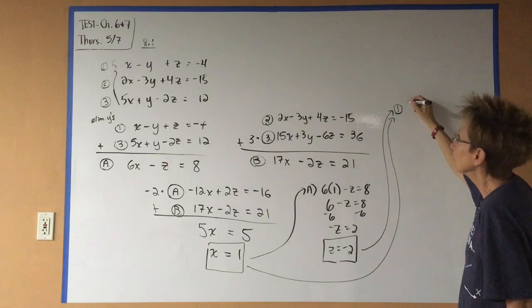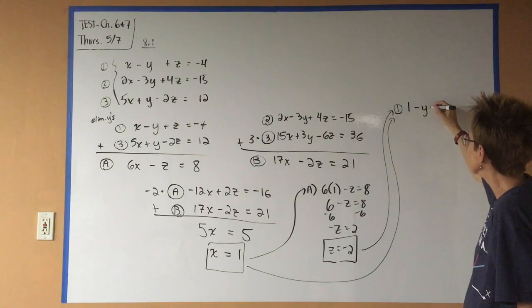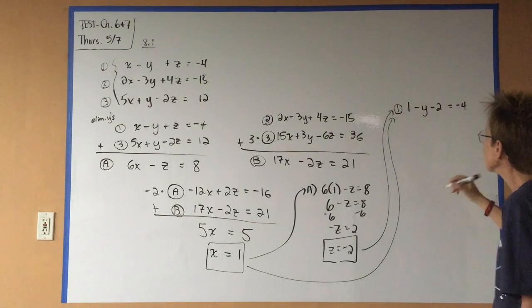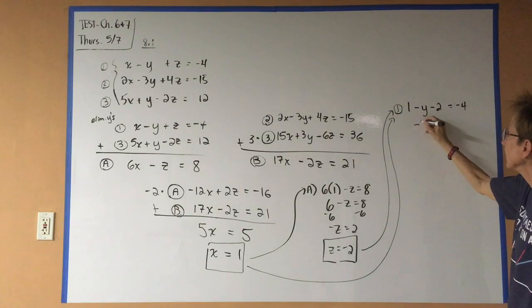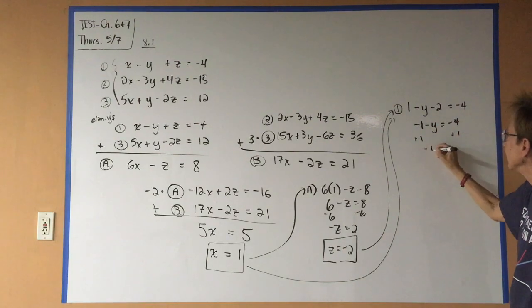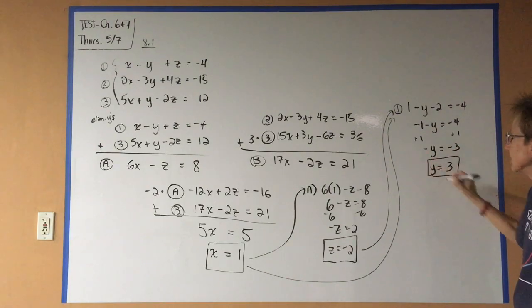I've got x, which is 1, minus y, which I don't know, plus z, and z is negative 2, so minus 2 equals negative 4, and I'll solve for y. So that gives me negative 1 minus y equals negative 4. I add 1, I get negative y equals negative 3, so y is equal to positive 3.